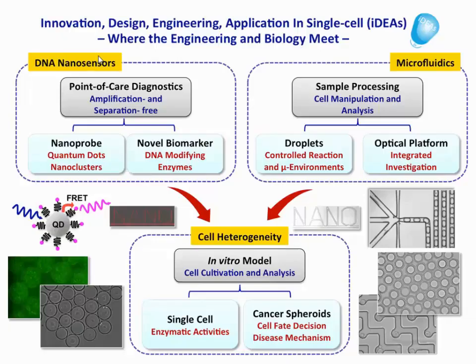So first of all, as a brief introduction of my group, we're interested in cellular heterogeneity and how it could contribute to the disease mechanism or the cell-fate decision. Our strategy to approach the singularity of cells starts by developing tools. On one hand, we're working with microfluidics for sample processing or manipulation integrated with an optical in situ detection system. On the other hand, we are working with DNA nanosensors.